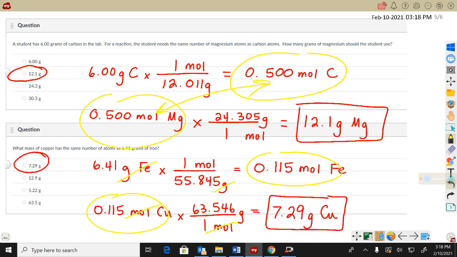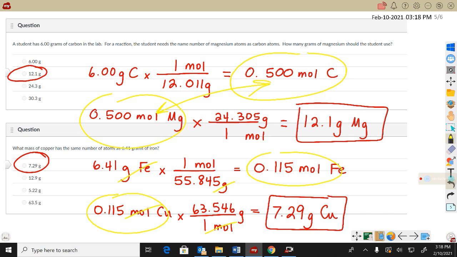Now in the end, I can also say that this answer is reasonable. If I look at the molar masses, copper's molar mass is a little bit higher than iron. 55 versus 63. So I look at these masses, and I'm expecting a mass of copper that's a little bit greater than the mass of iron. So if I had 6.4 grams of iron, like 7.29, that seems like a reasonable mass of copper.